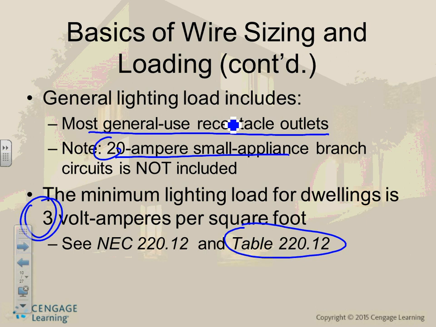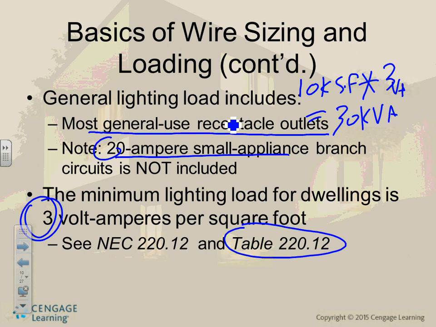Okay, suppose that Brandon is a rich guy, and he has a 10,000 square foot house. Now you multiply this 10,000 square foot house by 3. Where did the 3 come from? 3 volt amps per square foot. I'll give you 30,000 volt amps. So you need 30,000 VA from the get-go. Now, how many branch circuits do you need for his house?